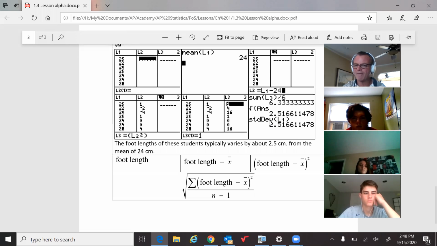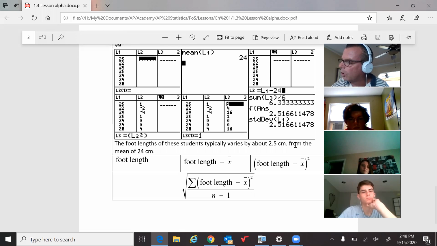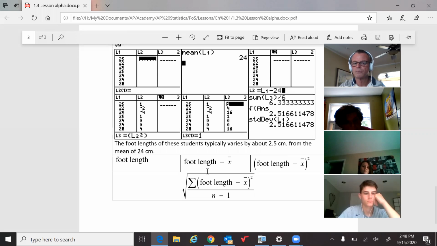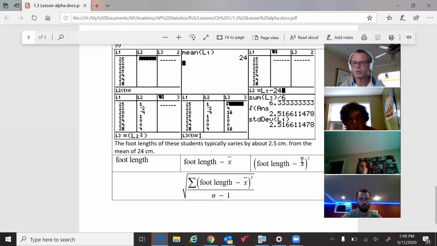It's rare to have the population standard deviation, but if you know that you have it, then you would divide this by 7. But we don't have it. That's not all the 14-year-olds in the United Kingdom. It's only 7 of them. So we divide by 1 less than the sample size. In this case, foot length, take away the mean, then you square it, divide by n take away 1, and you take the square root of that.